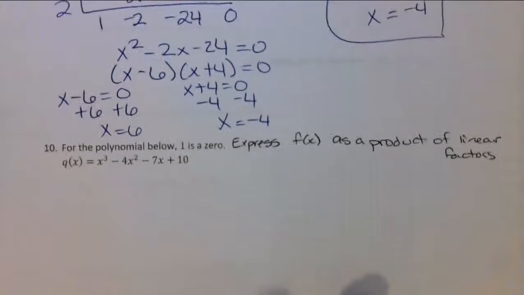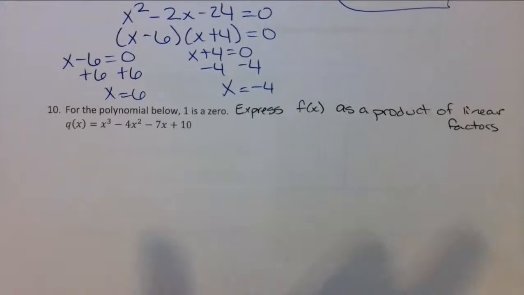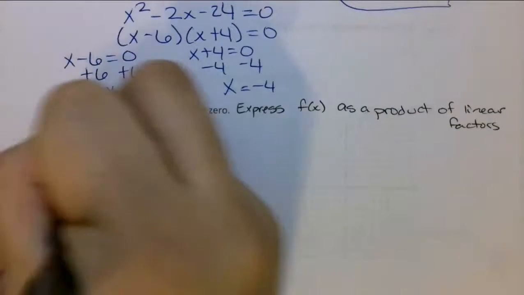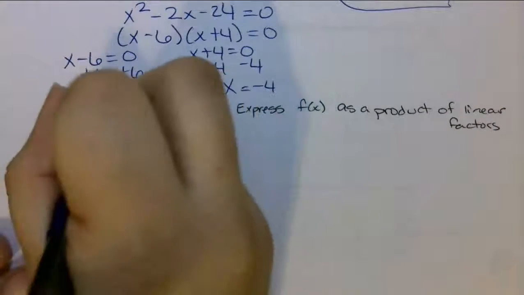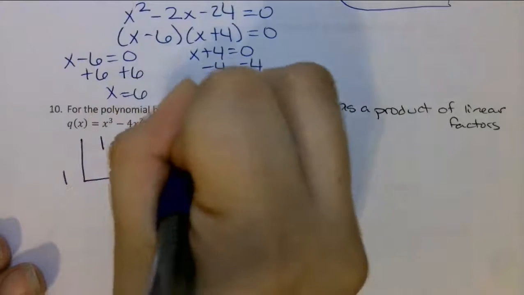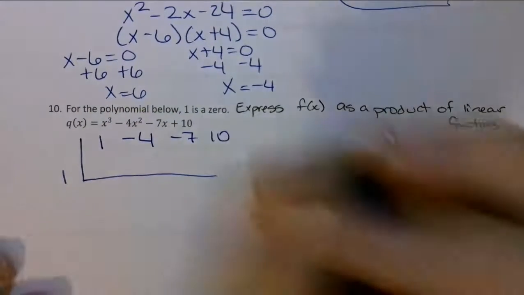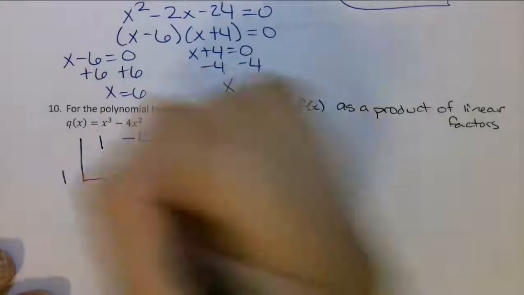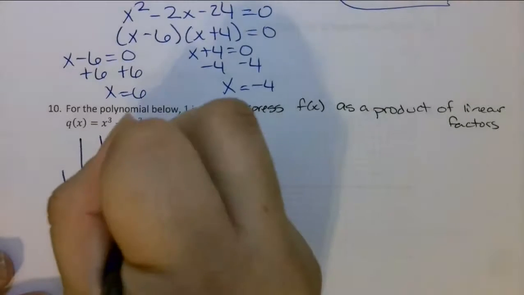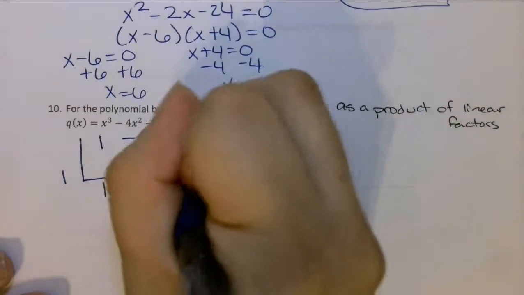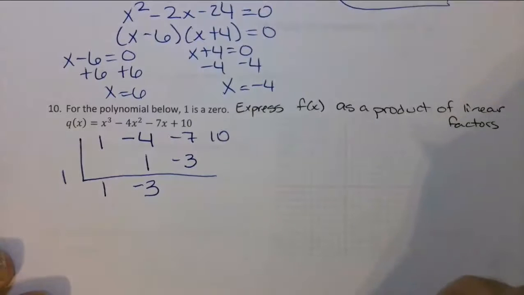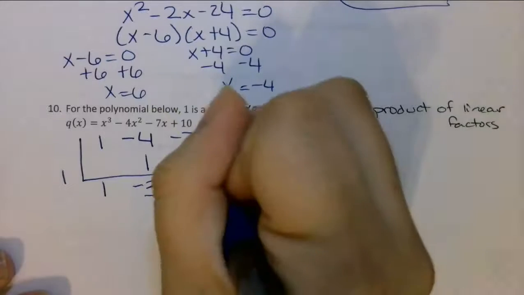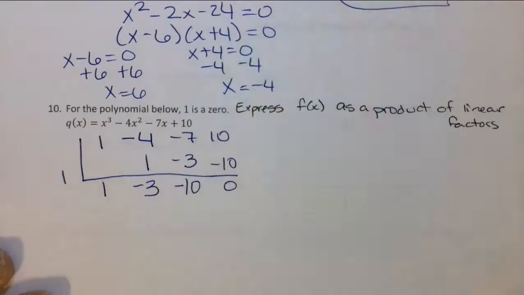Okay. Number 10 tells me 1 is a 0, and then I'm going to use that to find all the other zeros and then to rewrite f of x as a product of linear factors. So, starting off, I know 1 is a factor. Then I'm going to write my coefficients: 1, -4, -7, 10. Bring down the 1. 1 times 1 is 1. -4 plus 1 is -3. -3 times 1 is -3. -7 plus -3 is -10. -10 times 1 is -10, which adds to 0.